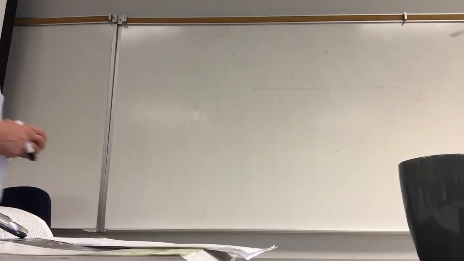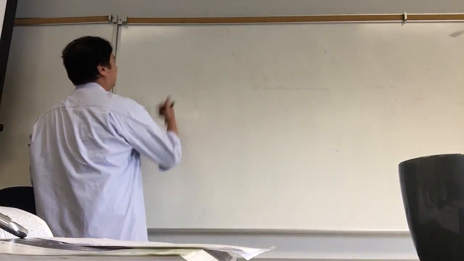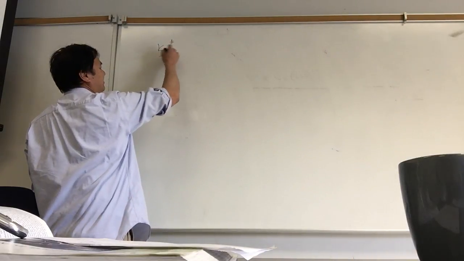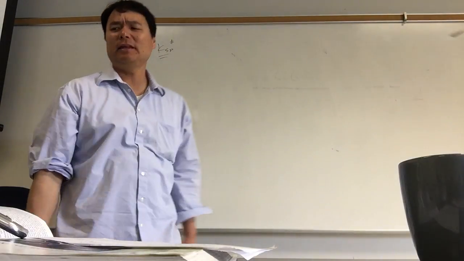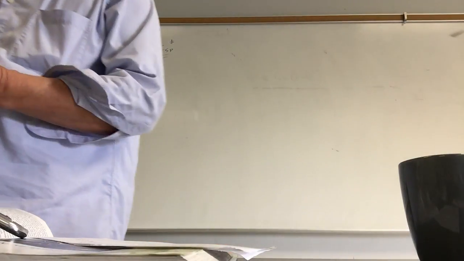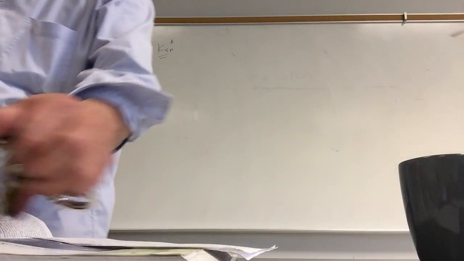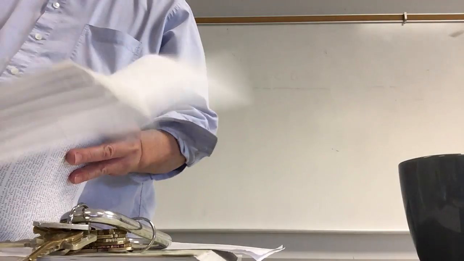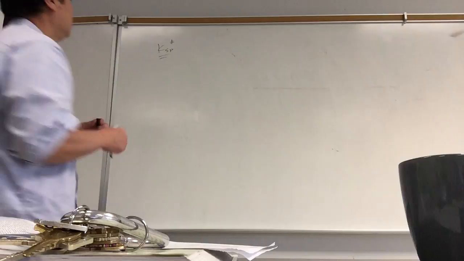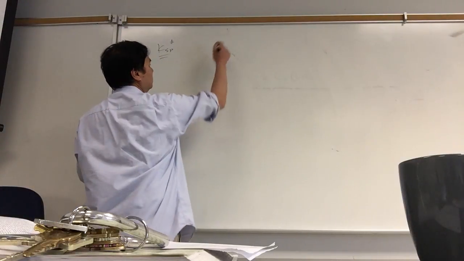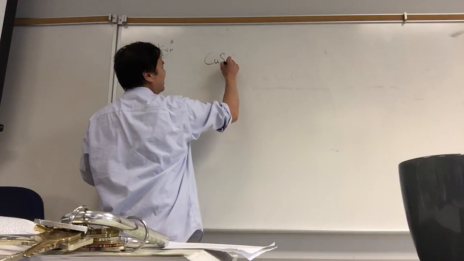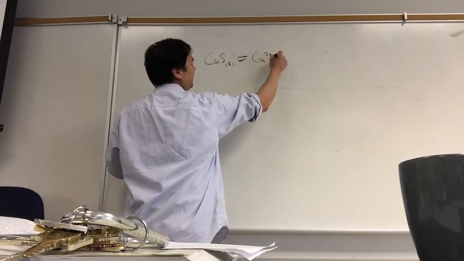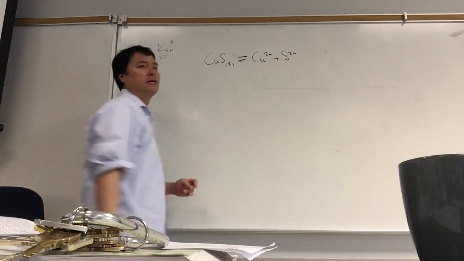No? Good. All right, then today we're going to talk about the Ksp double dagger. Ksp double dagger is for sulfides, like that one. So if you have something like copper sulfide solid, it would split up into copper ions and sulfide ions.